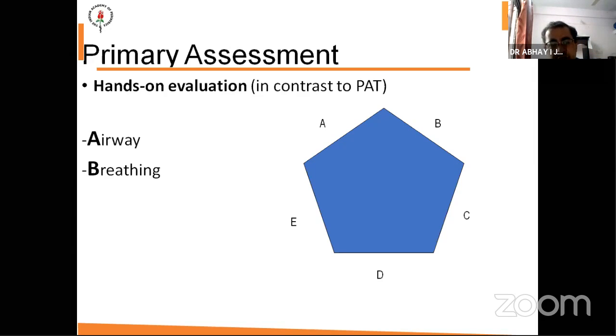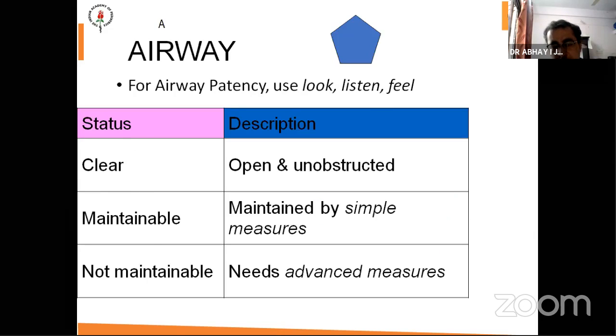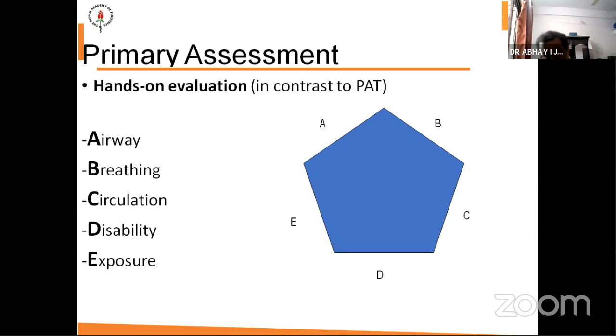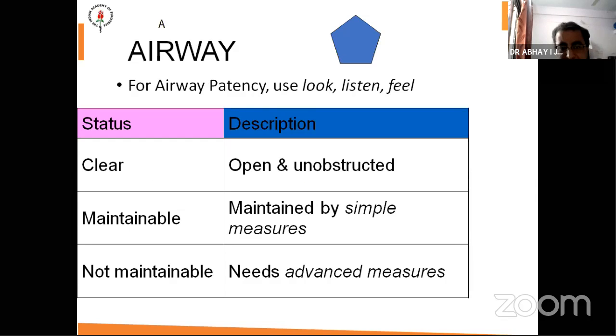We look for airway, breathing, circulation, disability, exposure, and these five things will decide the further course of action for the child. First, airway. We always decide whether the airway is patent or not, and we use look, listen, and feel to confirm the patency of the airway. And we decide ultimately whether the airway is clear, which is open and unobstructed. There are no sounds, the breathing is normal. If you feel the movements of the chest, they are also normal. So in these cases, you can say that the airway is open and unobstructed.